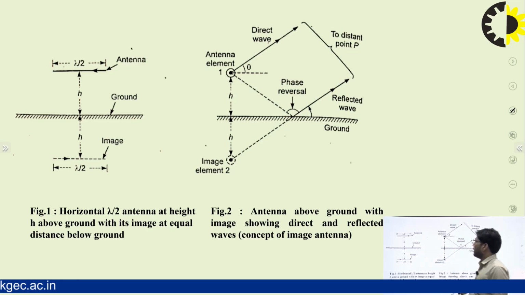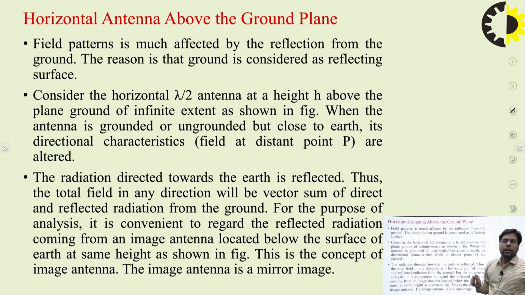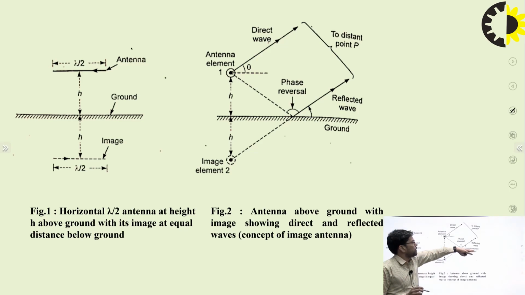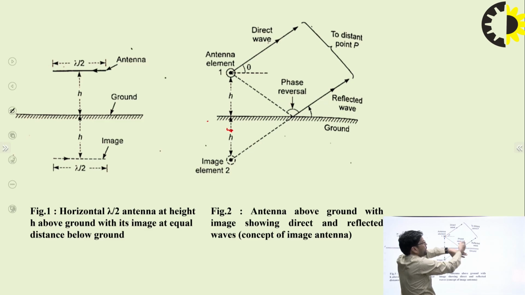You can treat this dipole antenna as a source element. You can see here this is a source element, antenna 1 and antenna 2. If you forget the part below the ground plane, then at some distant point P, there are two paths for the wave to travel. Either it can move from antenna element 1 directly to point P, or there could be a possibility of reflection from the reflecting surface, that is nothing but the ground plane.